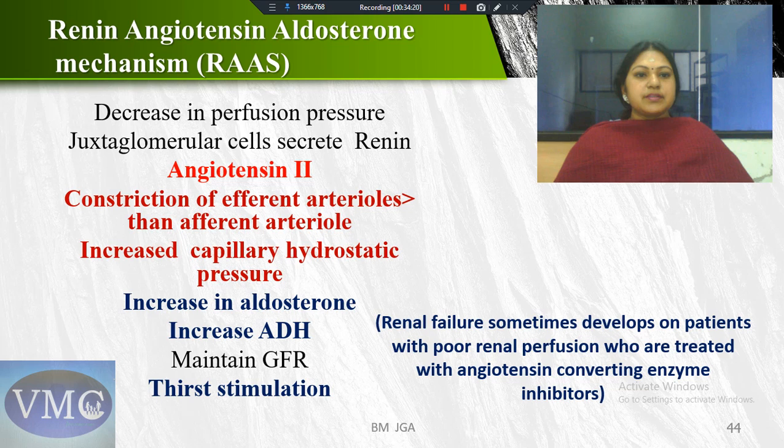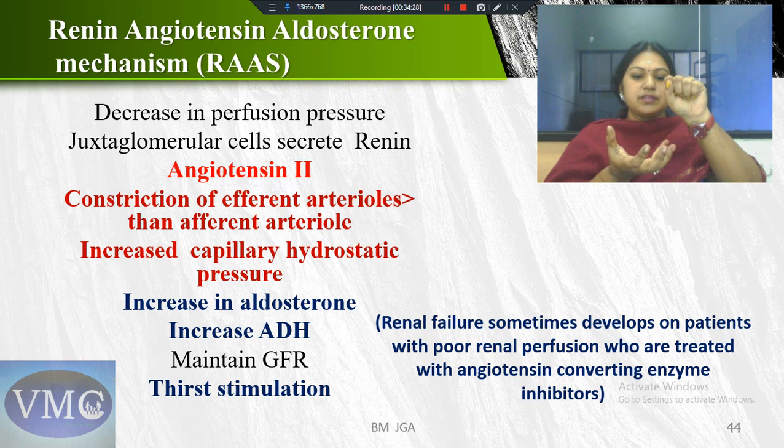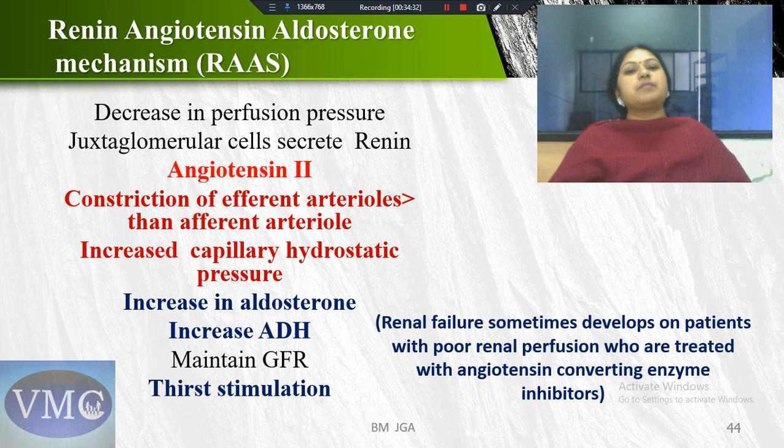So what happens? The efferent arteriole brings blood. When it is constricted, the glomerulus has an increase in hydrostatic pressure, and so the GFR comes back to normal. This is a mechanism occurring in your glomerulus, how the autoregulation of GFR occurs because of the renin angiotensin mechanism.